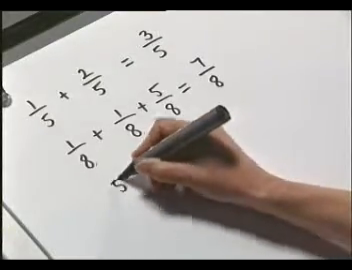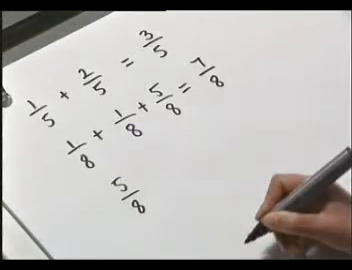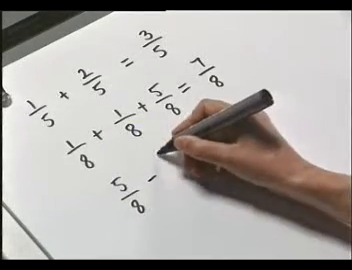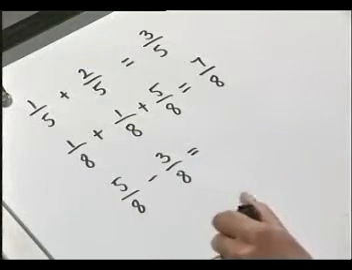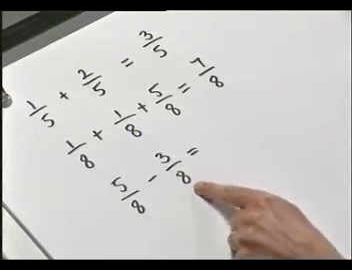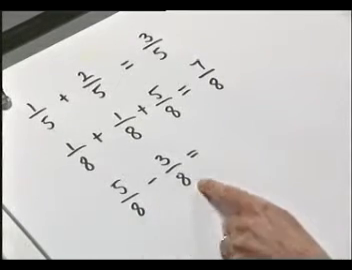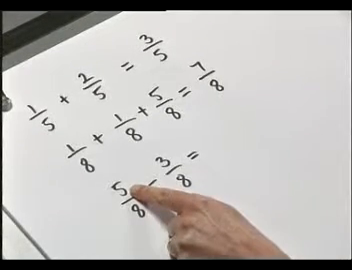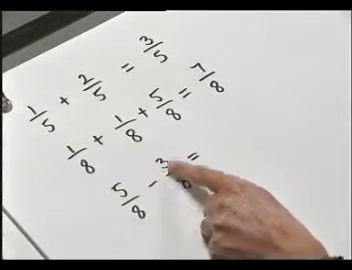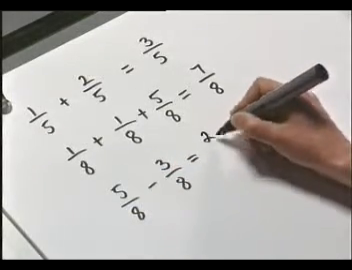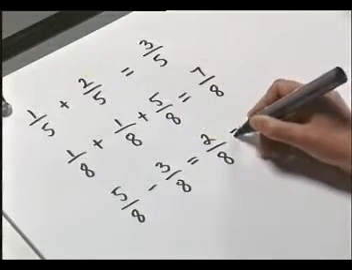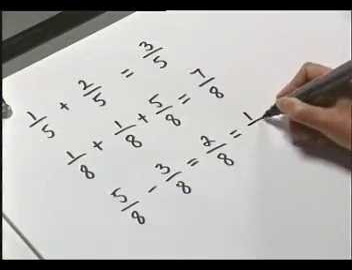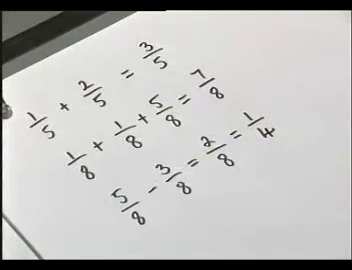Subtraction is very similar. Let's have 5/8, and this time we'll take away 3/8. The denominators are the same, so we have the same type of fraction. So we can just do 5, take away 3, gives us 2/8. And if we put that into its lowest form, that's 1/4.